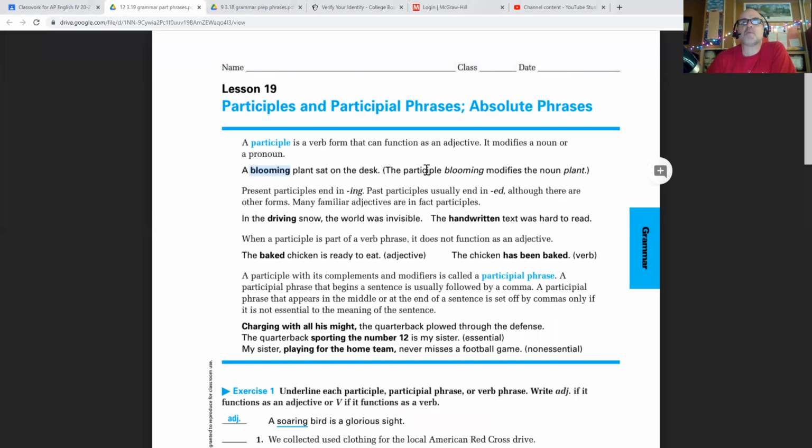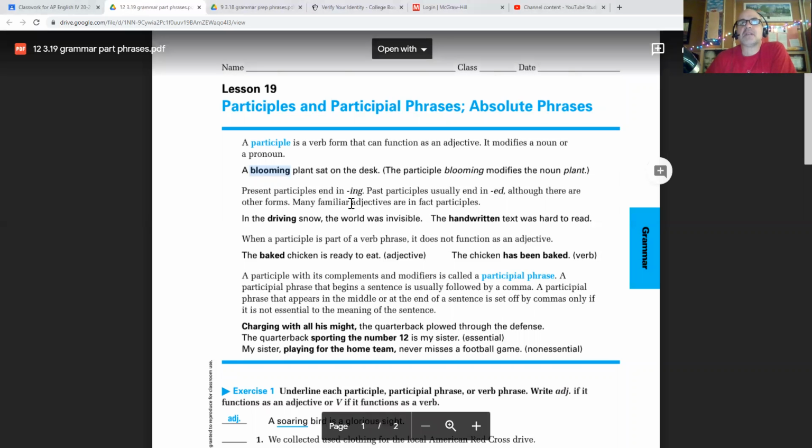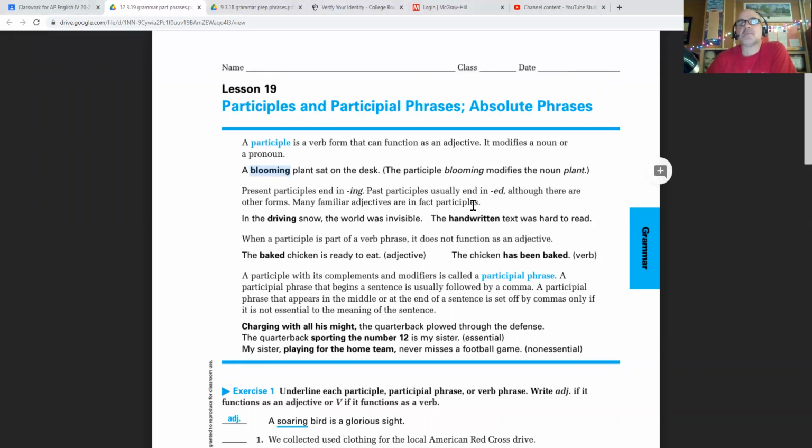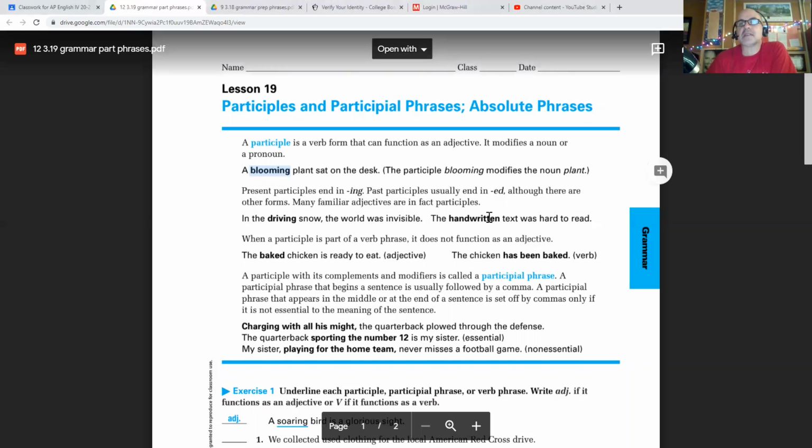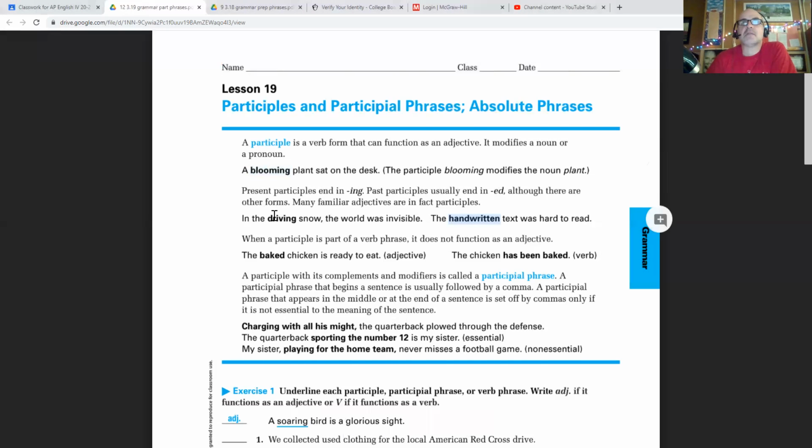So that's a participle. A participial phrase has more to it. So that's just a participle. It's just one word, right? Present participles end in ing. Past participles end in ed. So all participles end in one or the other of those things. It cannot just be the regular form of the verb. Okay? Although there are other forms, many familiar adjectives are in fact past participles. You just don't think about it. In the driving snow, you'd say something like that, right? The pouring rain, the handwritten text, those are actually verbs turned into adjectives, right?